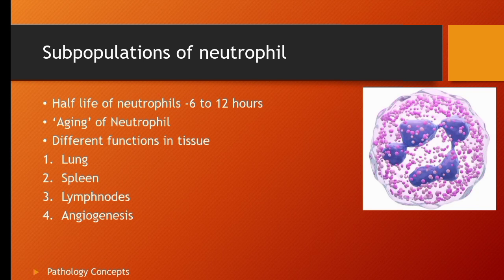In lymph nodes, they interact with the T lymphocyte and mediate the T cell activation. Some subtype of neutrophils are capable of stimulating angiogenesis in the non-vascularized tissue under the hypoxic condition. These all are the physiological subpopulation of neutrophil. Now we learn about the subpopulation in the disease.